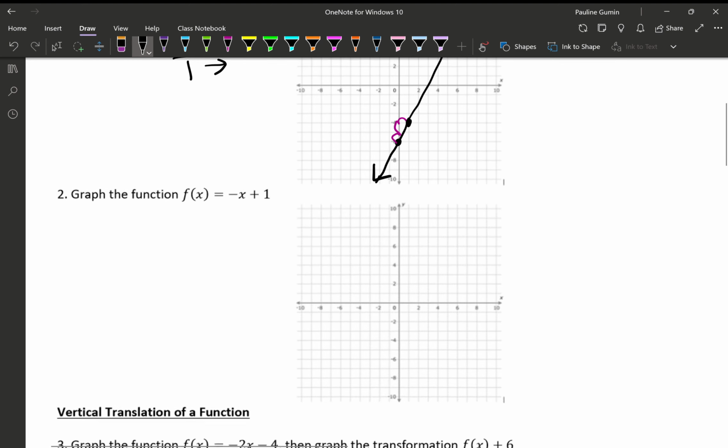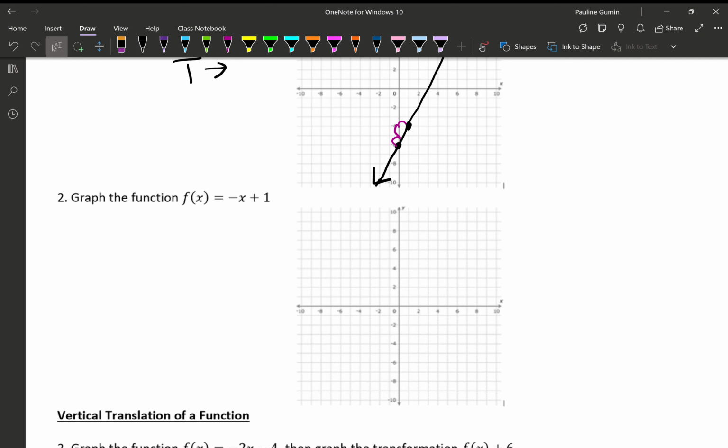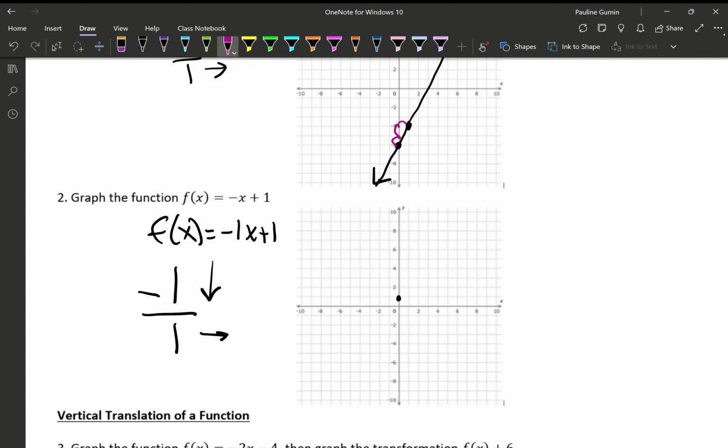Number 2, f of x equals negative x plus 1. All right, well, I know where the intercept is. It's at 1, right there. Now, the negative x. What invisible number is actually in front of that x? Hopefully, you thought to yourself, it's negative 1, and you'd be right. Now, negative 1 is also a whole number, and we can write it as a fraction, negative 1 over 1. This means we're going down 1 to the right 1. Let's do that. Down 1 to the right 1. And there's our line.